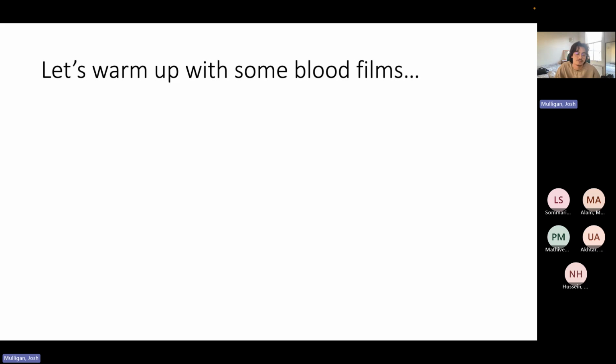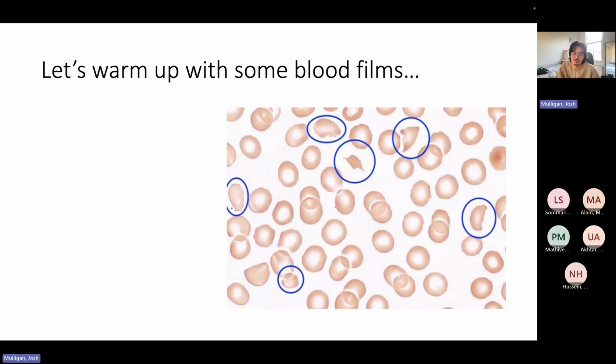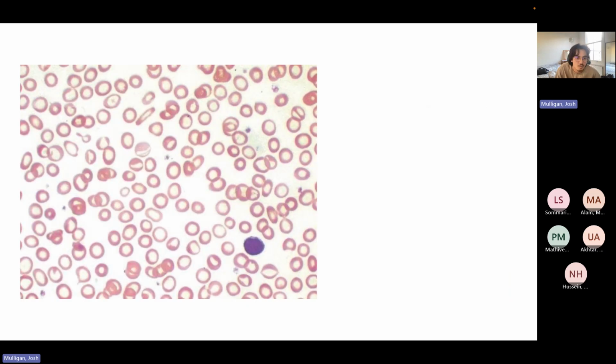Thank you very much. So does anyone know what these are? That's right. Do you know what might cause these? Like TTP, HUS, DIC. Yeah, that's great. So basically, any sort of hemolysis intravascularly, as opposed to something happening in the spleen. Great. So what do you see here?